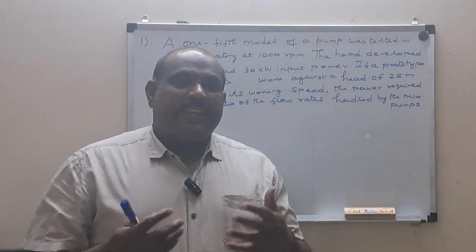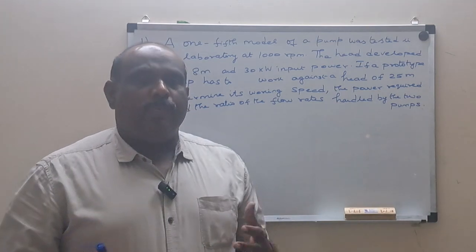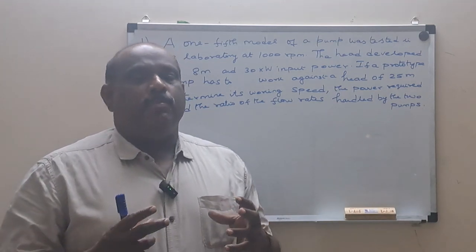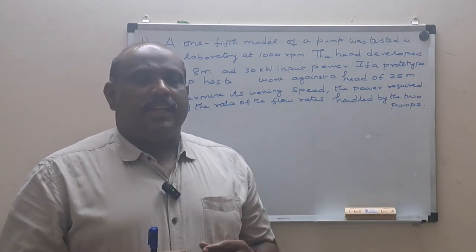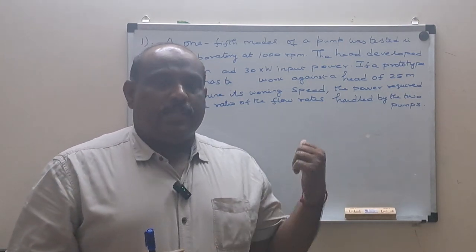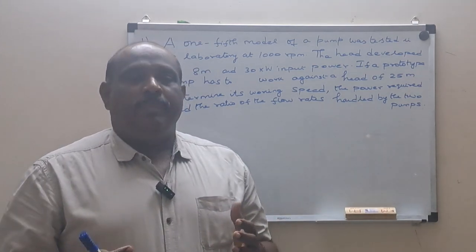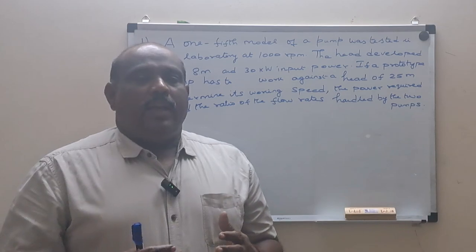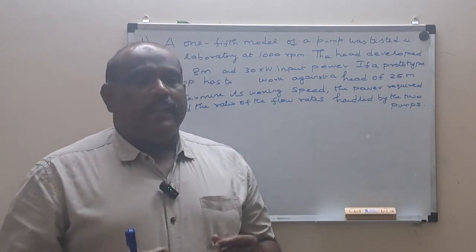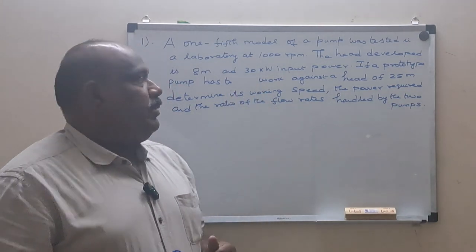When you are going to make the real prototype, it will incur more cost. So before making the real prototype, we will make some scaled down model. Generally, it will be a scaled down model. In some applications, it can also be a scaled up model. But in this particular problem, it's a scaled down model. We are not going to make the real prototype, but we are going to make the 1/5 model. And this model is going to be tested at the laboratory at a speed of 1000 rpm.